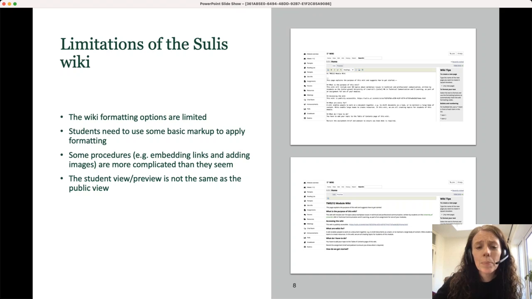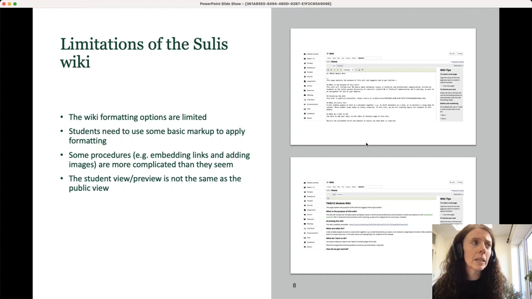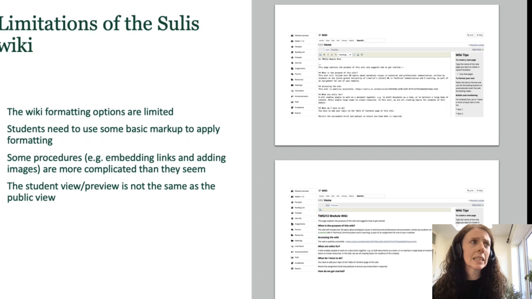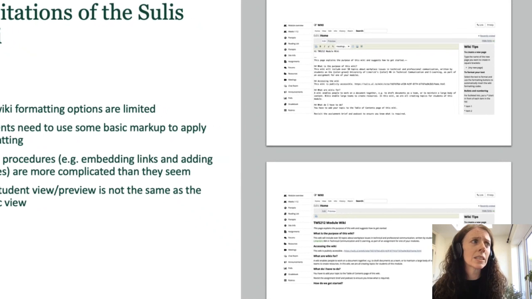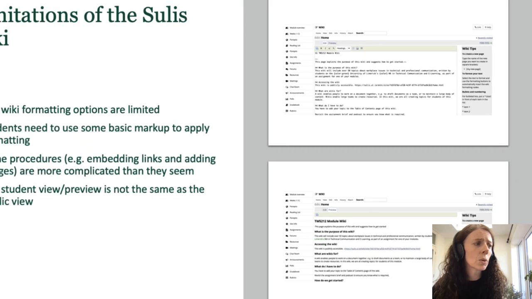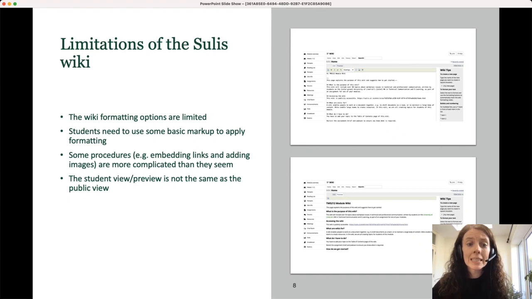Firstly, the formatting options are quite limited. In addition, if you want to apply formatting to the wiki page, you need to use some basic markup, which may be off-putting for some students. I'll zoom in on these screenshots to show you the first one, which is the markup screen or the edit screen, and you may be able to see the markup there. And the second one is the output, and that's what viewers see when they review the wiki.